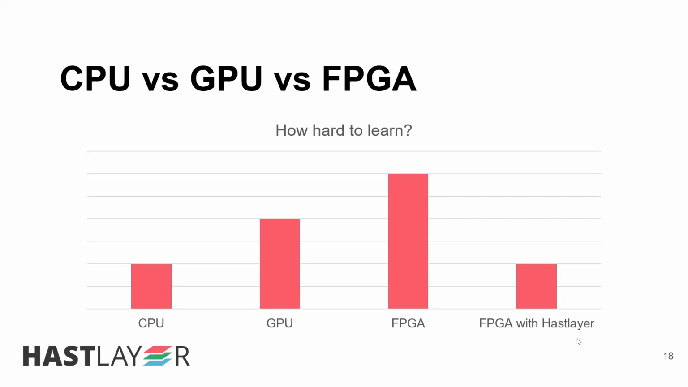You are not writing a program for a processor, but rather you are creating a processor. It's hardware design. You have to think in terms of logic gates and clock cycles and wires. It's super low level. But with Hastlayer, we intend to bring the complexity down right to the CPU development level.